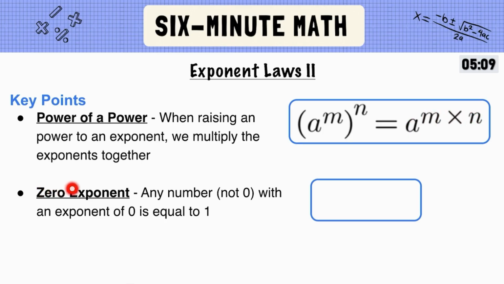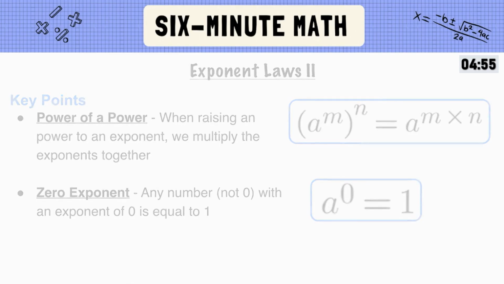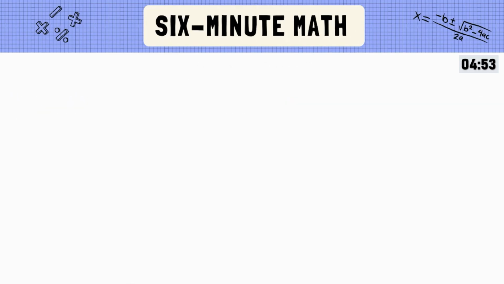If I have a zero exponent, anything to the power of 0 is going to be equal to 1. And I will explain that a little more in depth later on. So let's see some examples here.